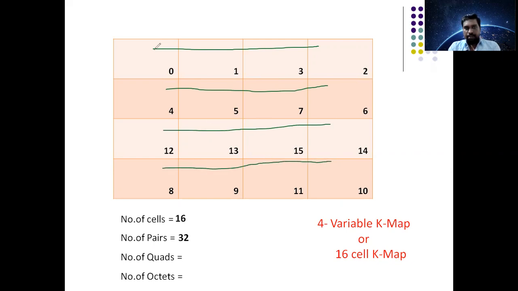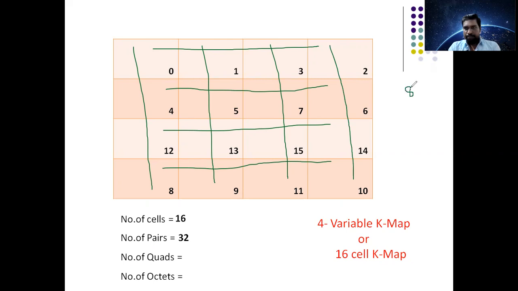Like that, first column entirely is one quad. Second column entirely is one quad. Third column entirely is one quad. Fourth column entirely is one quad. Total we have 8. Plus, see here, I will erase this or else I will change the color.